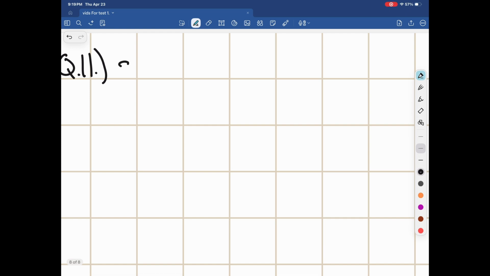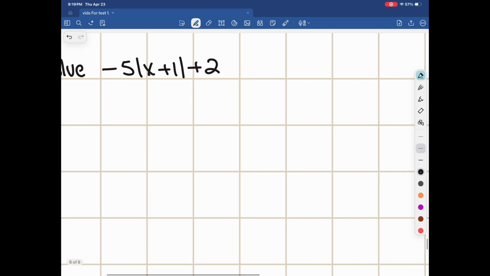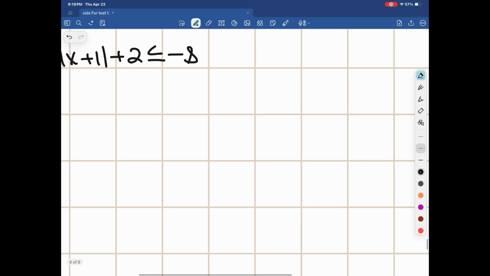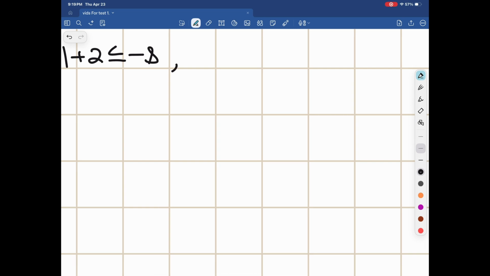A pretty straightforward problem. We're going to solve for this absolute value. So we have negative 5 times the absolute value of x plus 1, plus 2, is less than negative 8. It's important that we want the absolute value term by itself, and I'll notate that here in a minute, and we want the answer in interval notation.